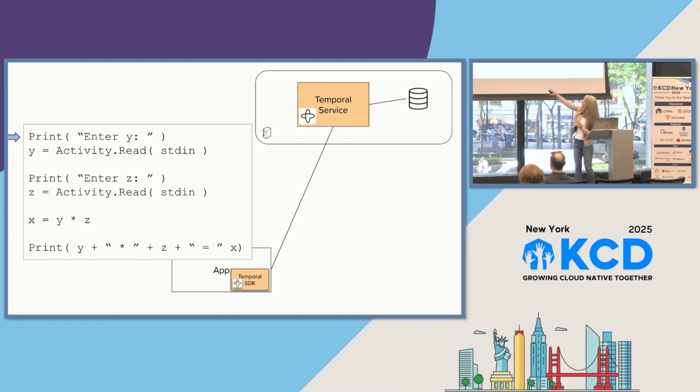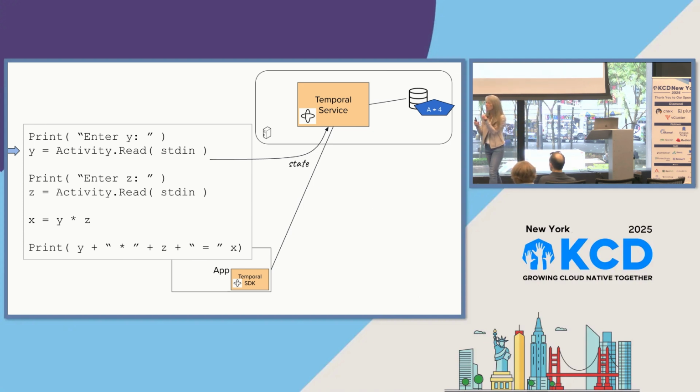We've got my app that's running down here in the lower left, and I've got my Temporal server. The Temporal server is where we're going to preserve that state. So I print, enter y. I get to the next line, and I ask the user for input. And let's say that the user inputs the value 4. Remember I said that the SDK says, you're doing an activity here. And so when the user has entered the value 4 and the activity returns, the SDK says, all right, I've got to take that value.